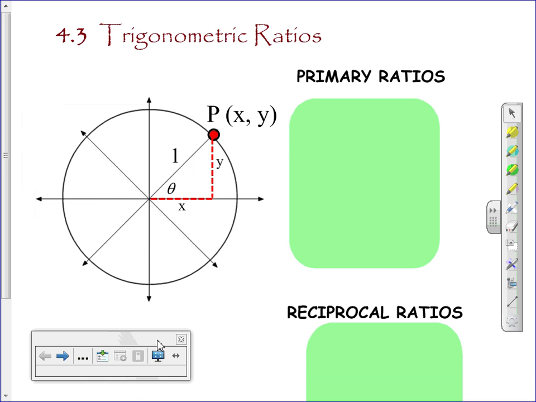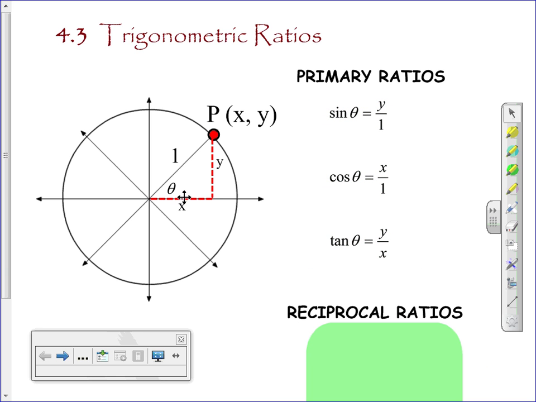Okay, today we're going to look at the trigonometric ratios that go with our radian measure and our angle measure. And if you look at the triangle that we have up here, we could easily fill in sine, cosine, and tan using SOHCAHTOA. Sine is opposite over hypotenuse, etc.